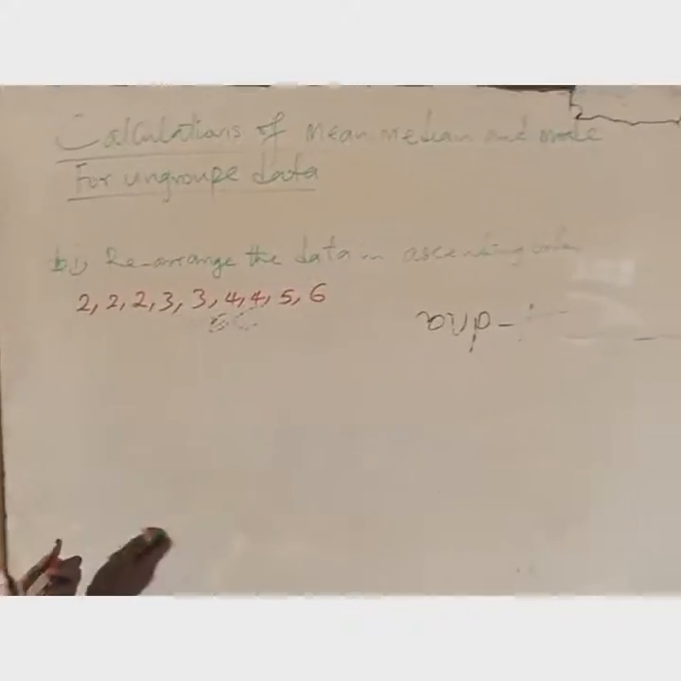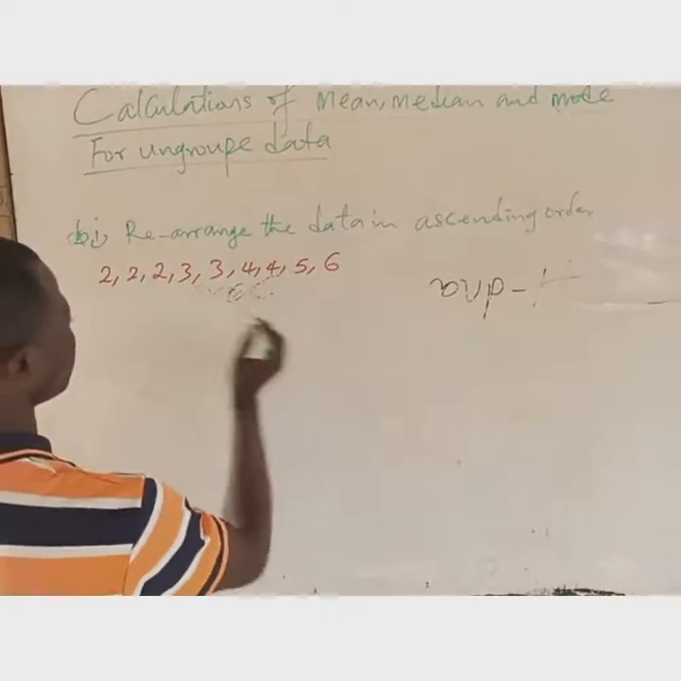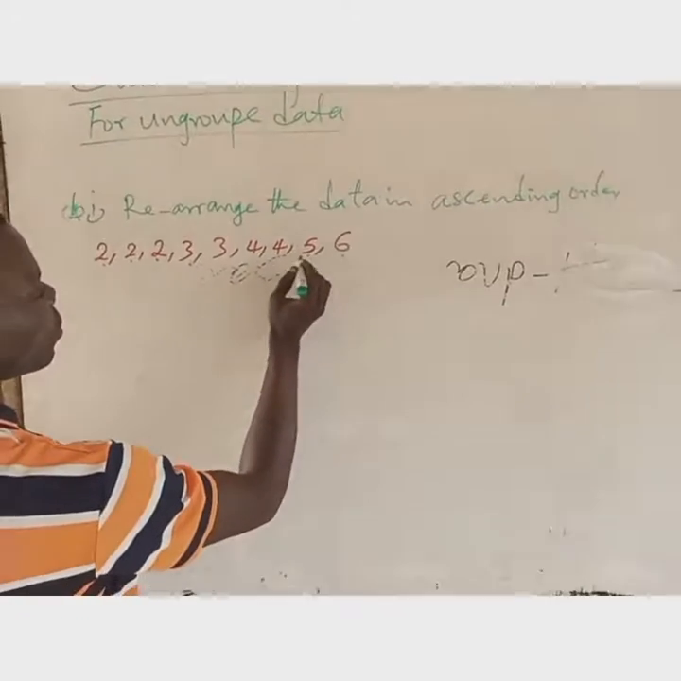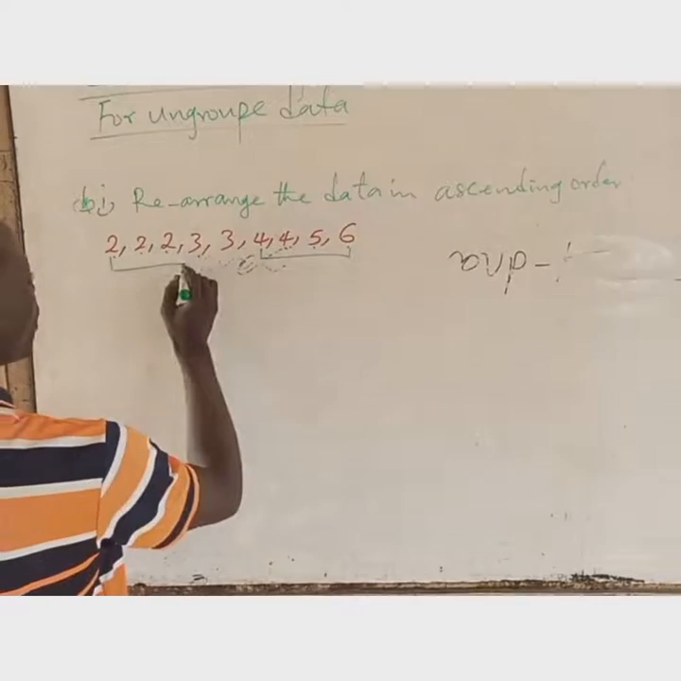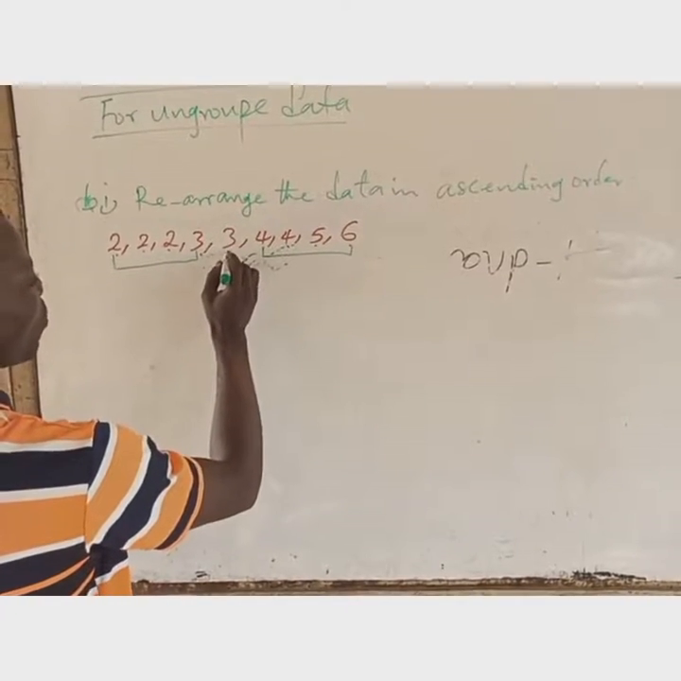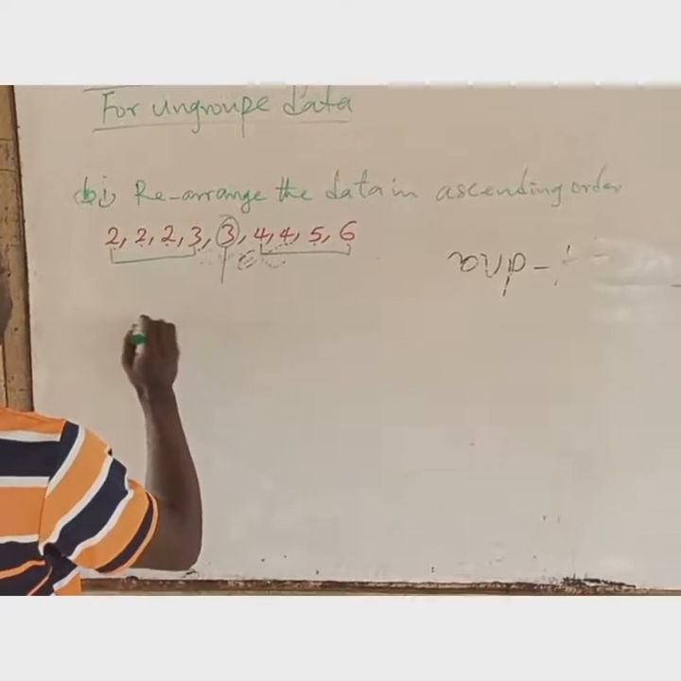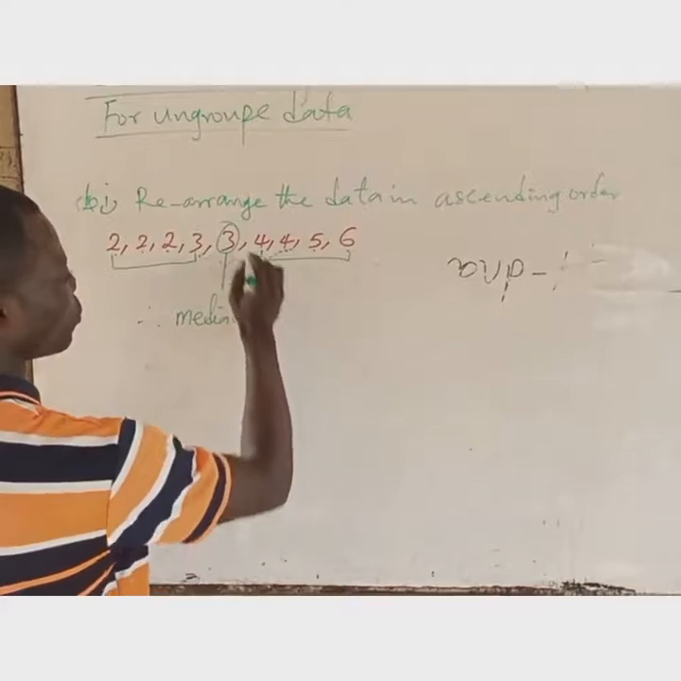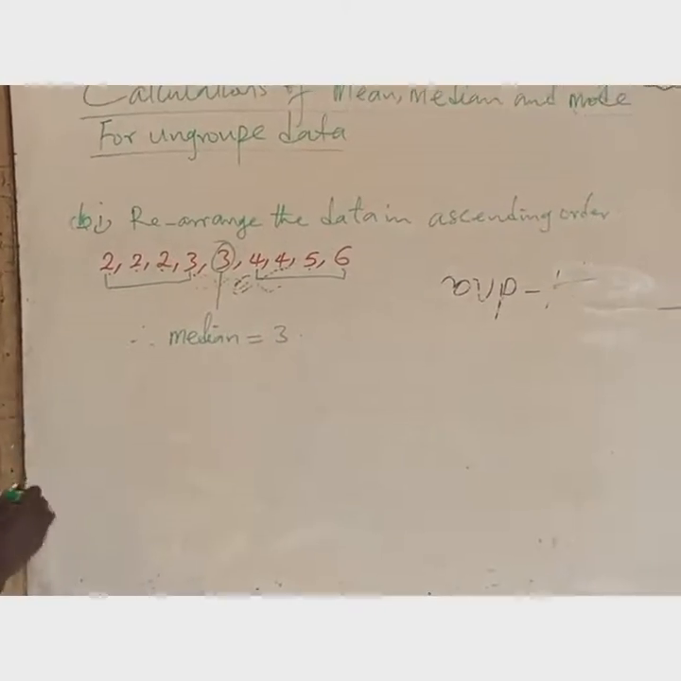So now we want to find the middle value. If you are counting 1, 2, 3, 4 from each side, this is a single number at the middle. Therefore, the median is equal to 3. So let's look at the second one.